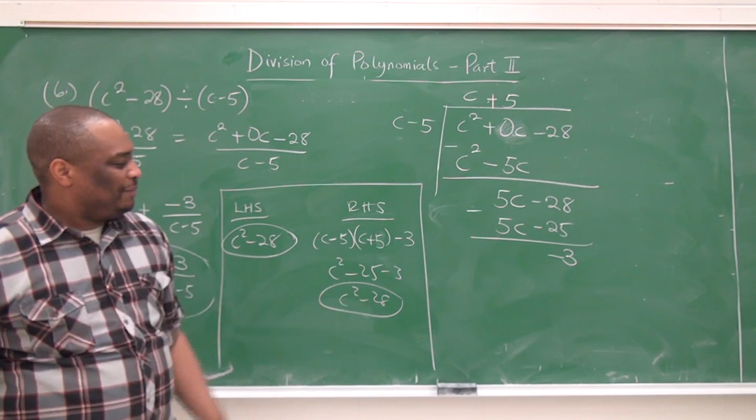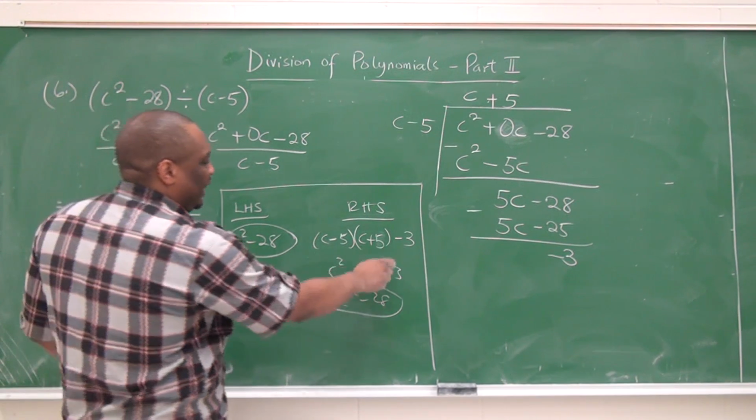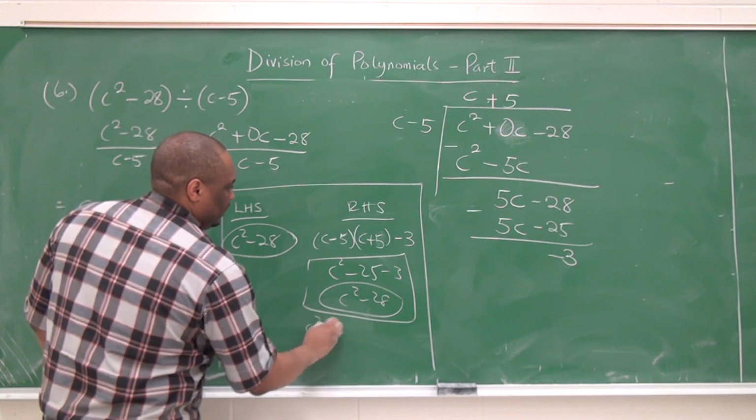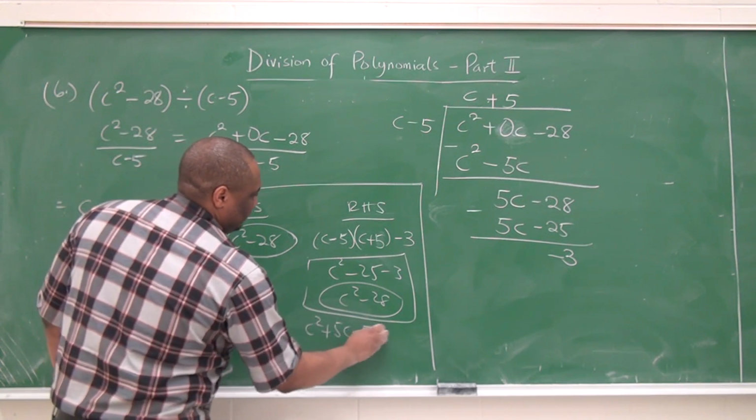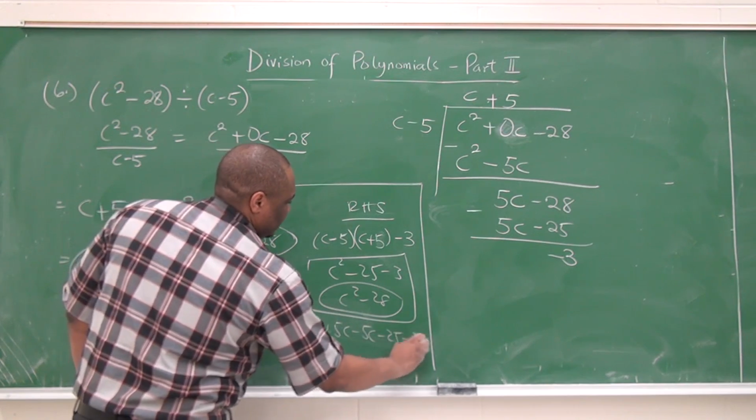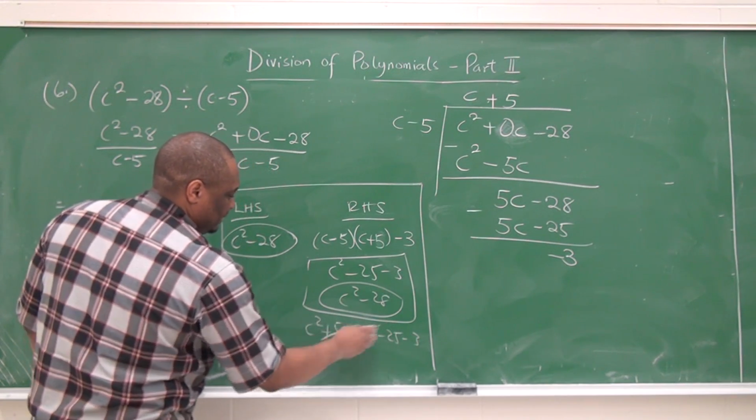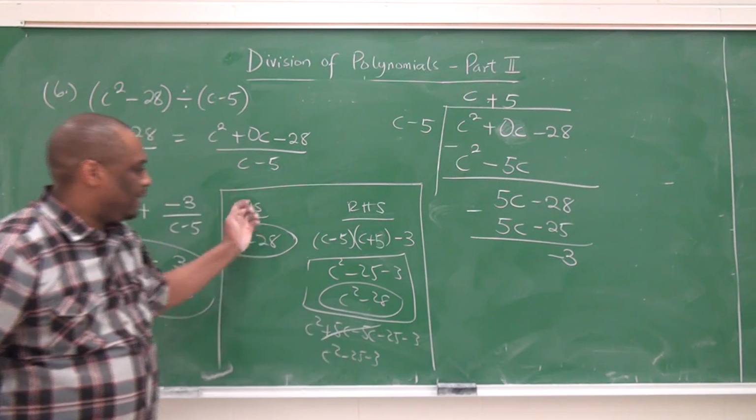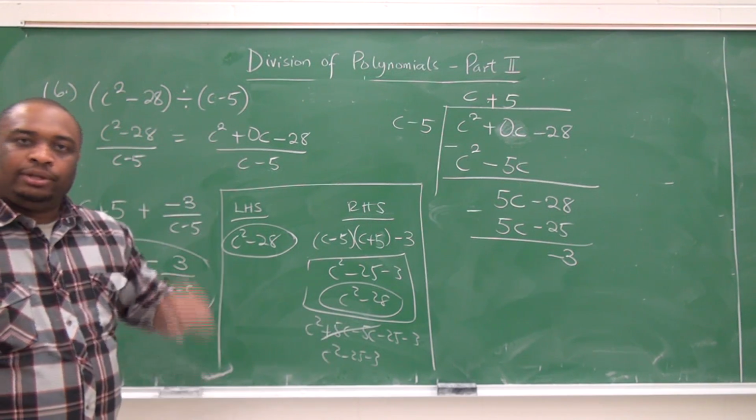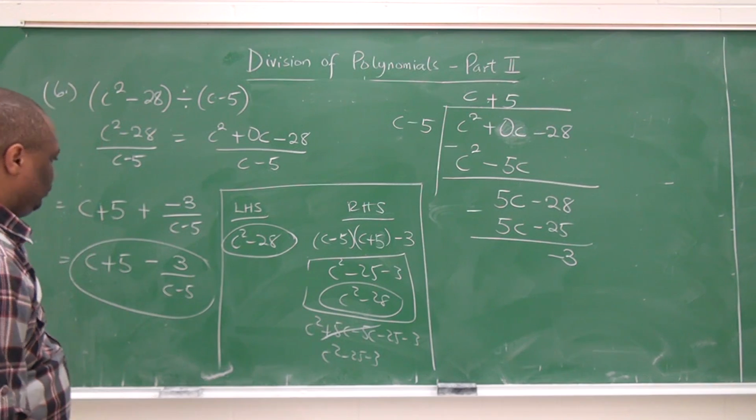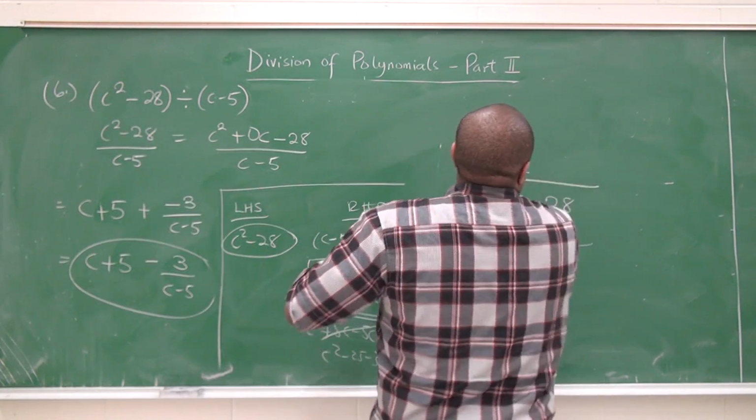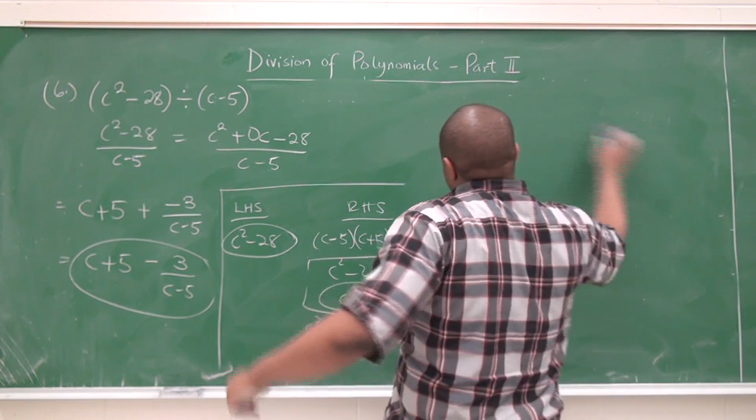What I did, I know some people would be confused. If you don't want it, that's fine. Just multiply it. C squared plus 5c minus 5c minus 25 minus 3. 5c minus 5c is gone. So c squared minus 25 minus 3 and c squared minus 28. And then you drink some water. Okay, next question.